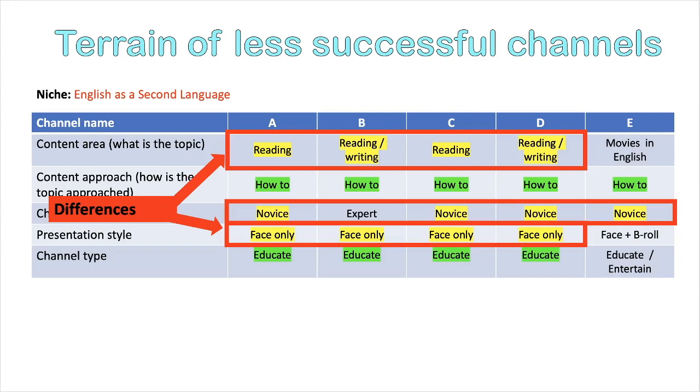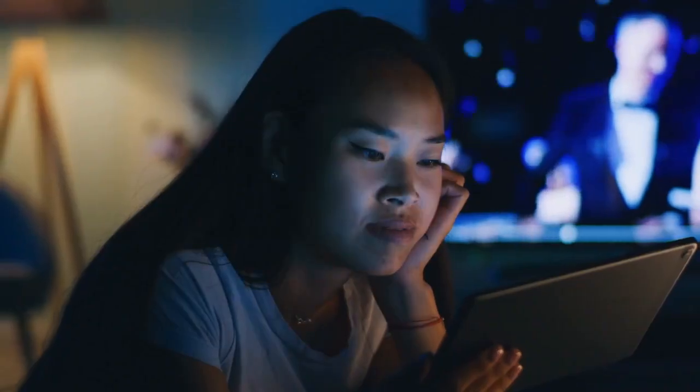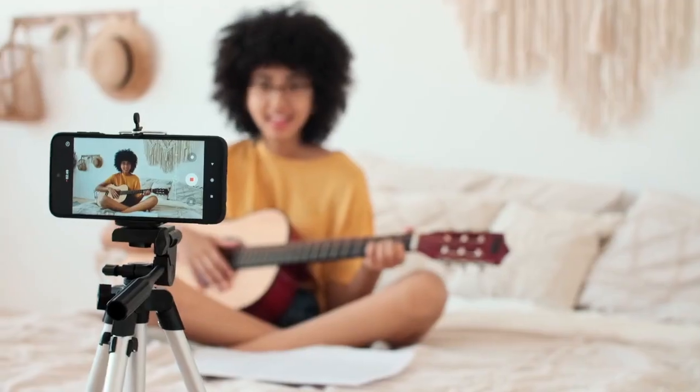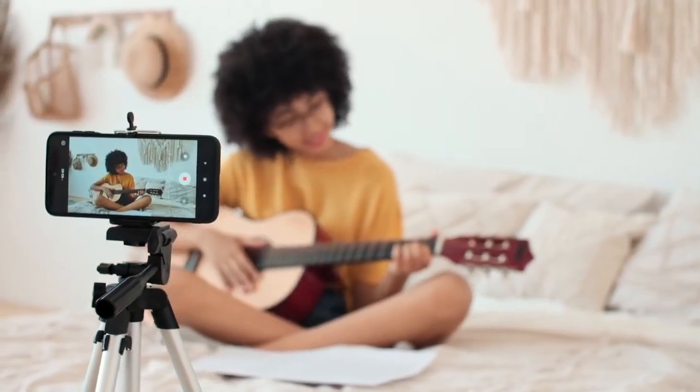Most of the unsuccessful channels are presented by novices, people sharing their journeys, but it looks like the audience prefers to learn through experts. And the last thing we noticed that the less successful channels have in common is most of them show only the face of the presenter, but they have a limited amount of text and limited or no B-roll at all. It seems like the audience prefers more variety. They want to see the face of the presenter, but they also want a fair amount of text and B-roll.